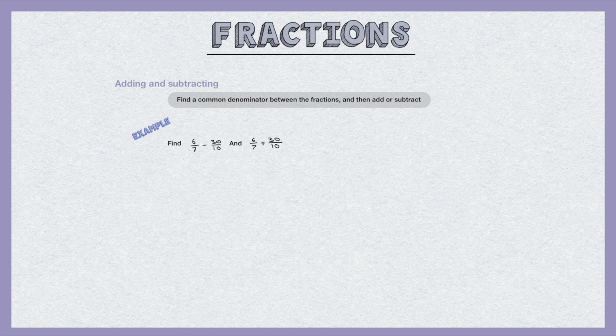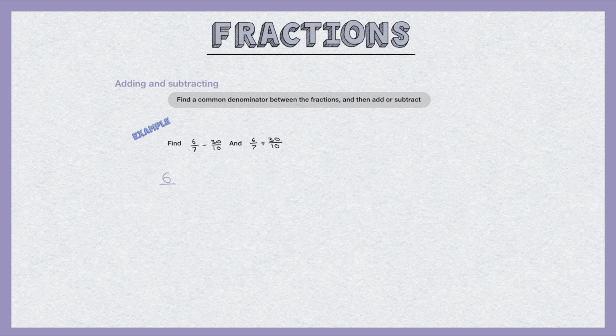So now let's look at adding and subtracting fractions. You basically got to find a common denominator between the fractions and then add or subtract them. So let's do this example. 6 over 7 minus 30 over 10. Let's find a common denominator. I'm going to pick 70 because 7 and 10 are both factors of 70.